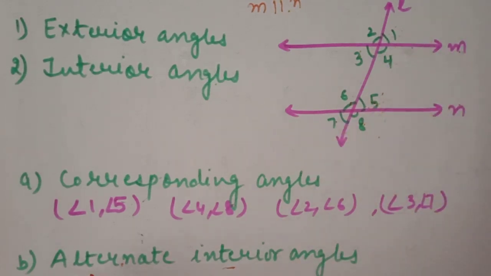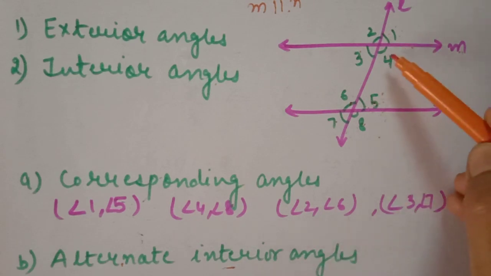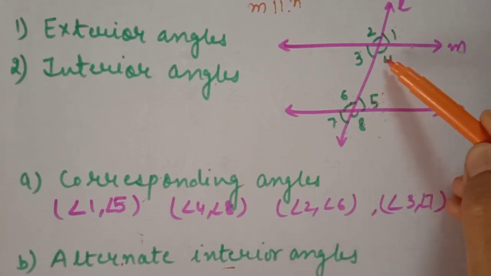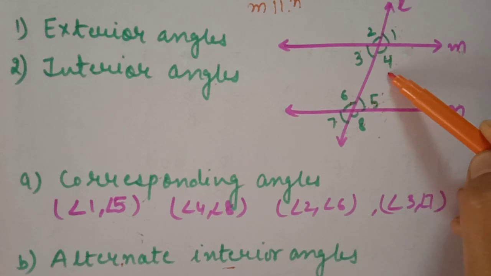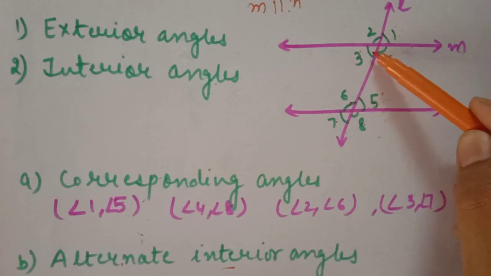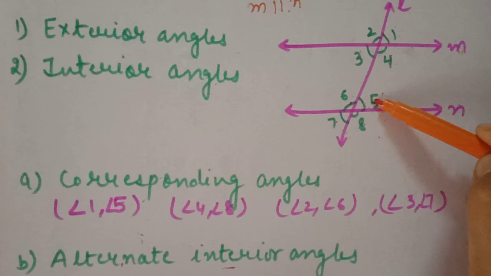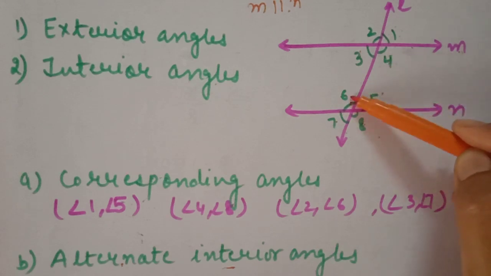Next one is alternate interior angles. As is clear from the name, we are talking about interior angles. After this we have alternate exterior angles also. Alternate means opposite to each other. So alternate interior angles are those angles which are present in the interior part of these two parallel lines but on opposite sides of the transversal. The first pair of alternate interior angles is 3 and 5. The second pair is angle 4 and angle 6.